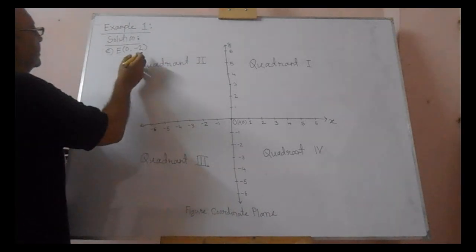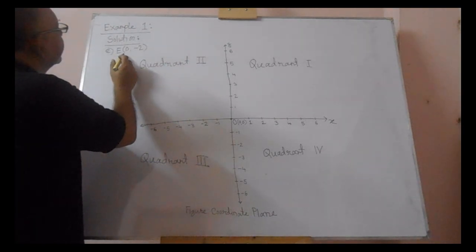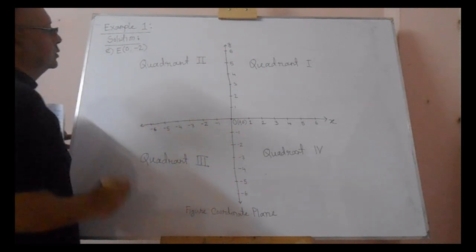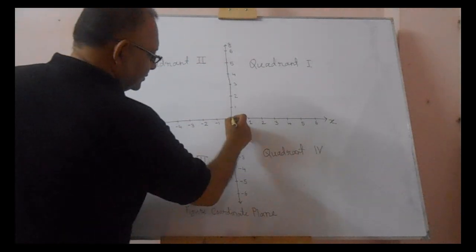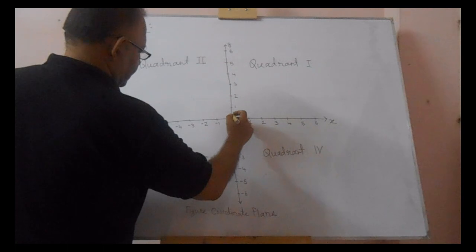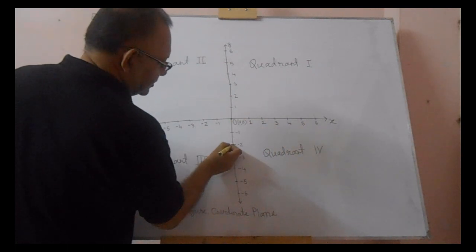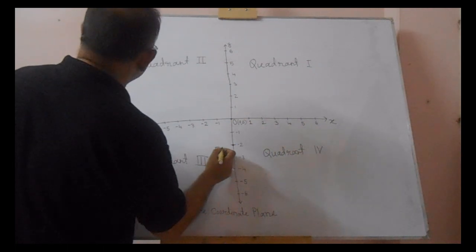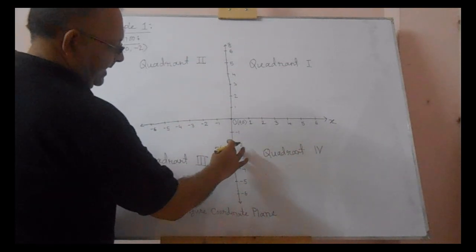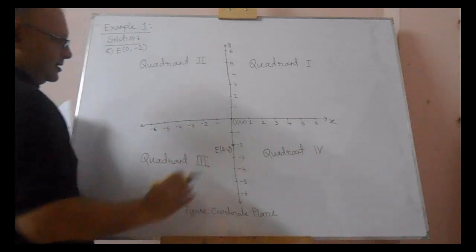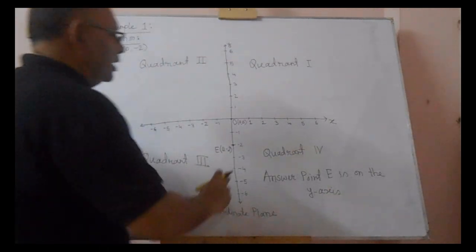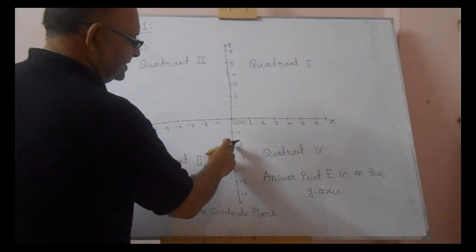This is part E and the point is E. It has x coordinate of 0 and y coordinate of negative 2. So x coordinate of 0 is here, and from this point y coordinate negative 2 is here. Right, 0, and this point is on y axis. It is not in any quadrant. So we can write the answer. Point E is on the y axis.